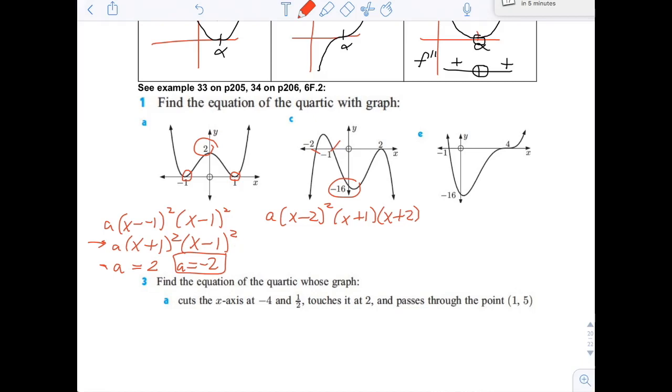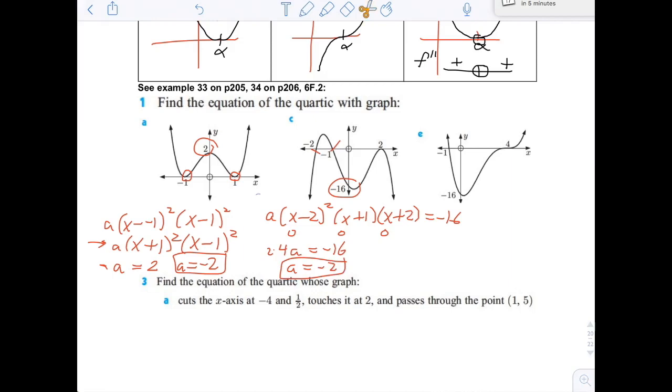Okay. In this case, I'm going to put zeros in for x, and I'm going to set this equal to -16. So let's try that. We've got a times -2 squared, so that's a times 4. 0 plus 1 is 1. 0 plus 2 is 2, so we have 2 times 4. So 8a equals negative 16, so a is equal to negative 16 divided by 8, which is negative 2.